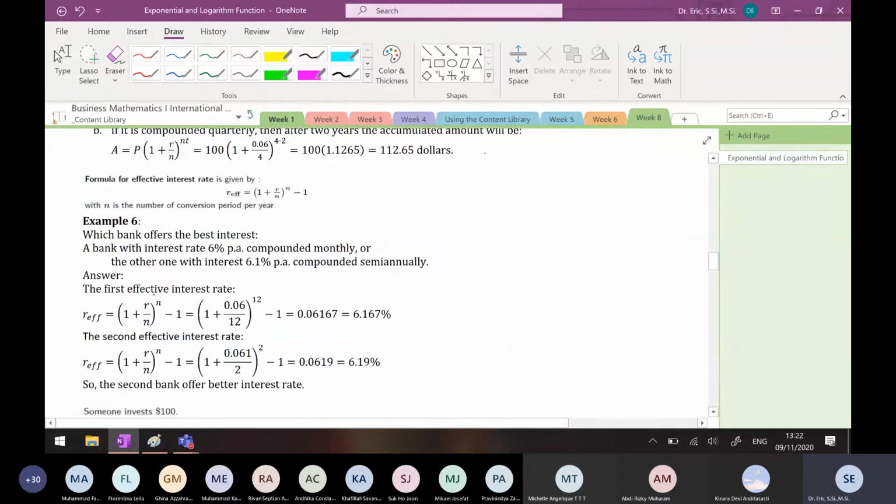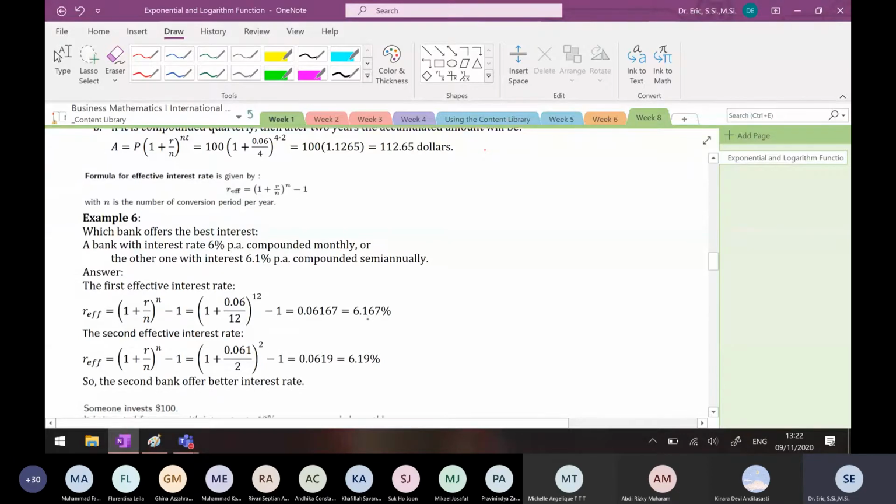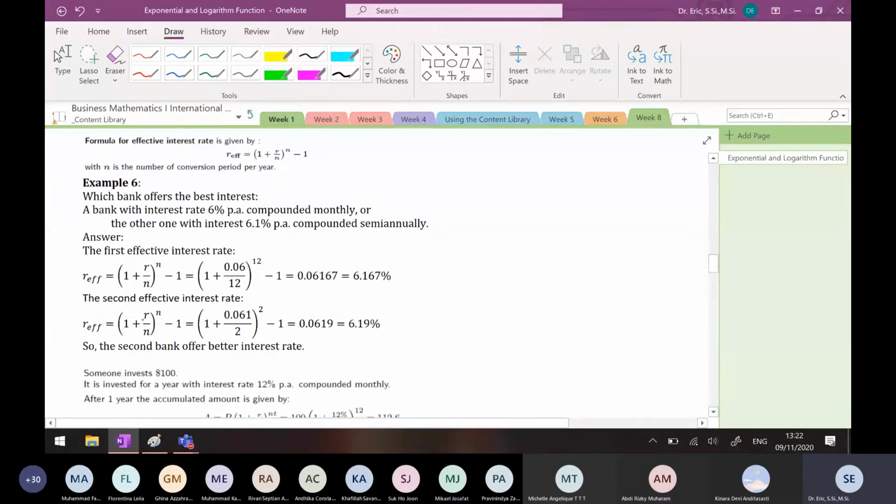So the first effective interest rate is (1 + r/n)^n minus 1. So I can just plug in here, and I have in the end 6.167%. Okay. And the second effective interest rate I can use, don't forget the n is different.